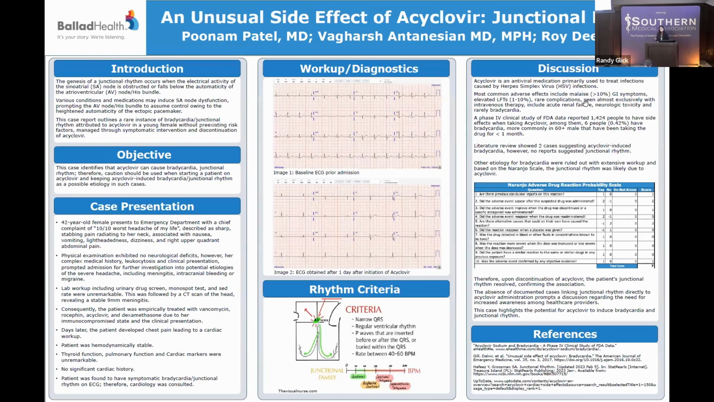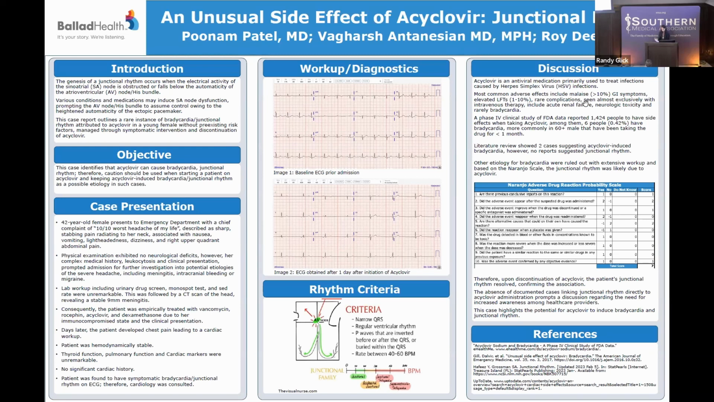So we reviewed the literature, and it revealed 2 instances where acyclovir was linked to bradycardia, but there were no documented cases of junctional rhythm. There was a phase 4 clinical trial by the FDA that identified about 1,400 patients taking this medication, and out of those, about 6 individuals, which is less than 0.5%, reported bradycardia, primarily observed in males 60 and above who had been taking this medication for less than a month. However, still no cases of junctional bradycardia were reported.